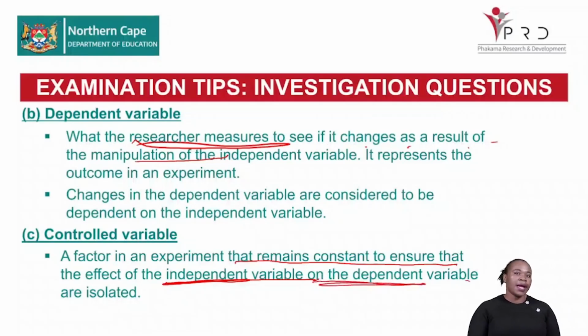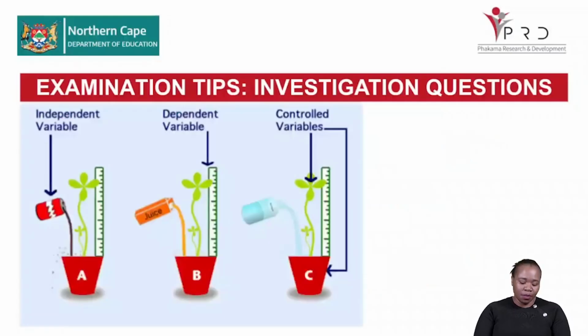What do we mean by isolated? We mean that we want to make sure that as the independent variable changes, it is going to lead to changes in the dependent variable, and that will be the only thing that causes changes in the dependent variable. We don't want any other factor around us to cause changes to the dependent variable, but we want the independent variable to be the only reason why the dependent variable changes. Let's have a look at an example here.